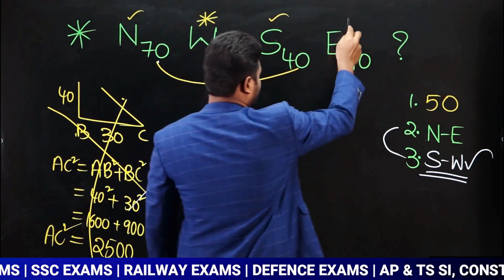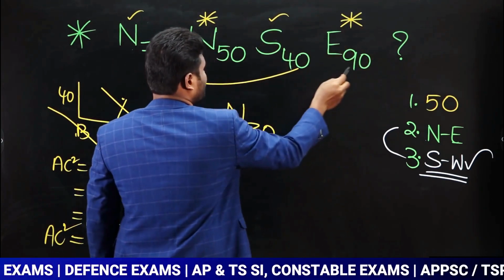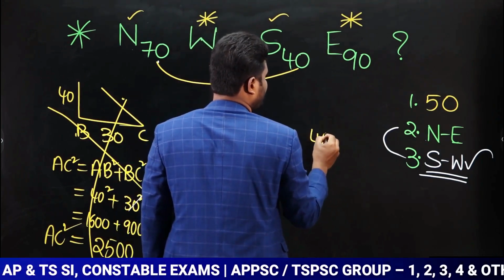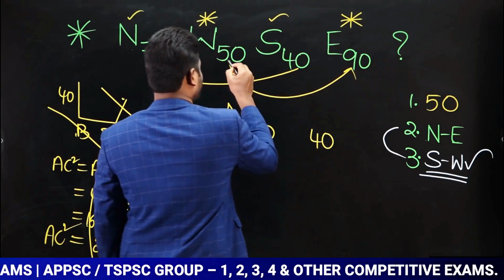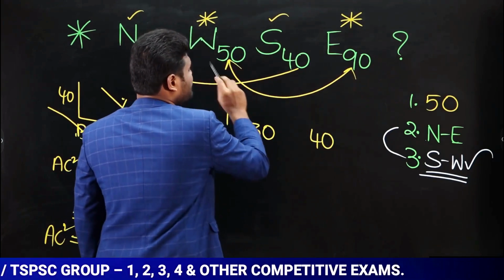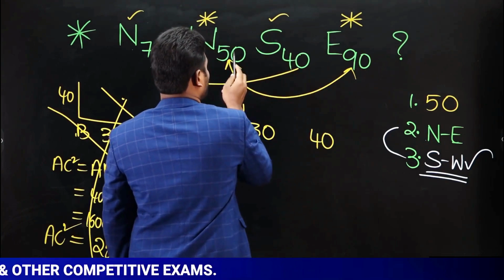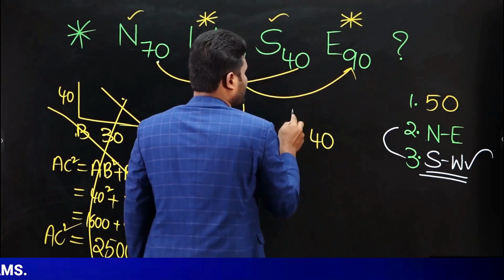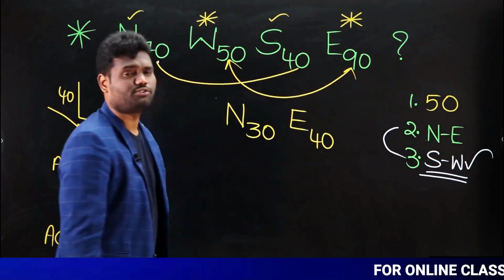Next, if you observe here, west 50 and east is going to be 90. Now subtract both of these, 50 and 90. The difference is going to be 40. After subtracting, we got 40. For the highest value, of 50 and 90, the highest value is 90 and the direction is east. So we can say this is going to be east 40.